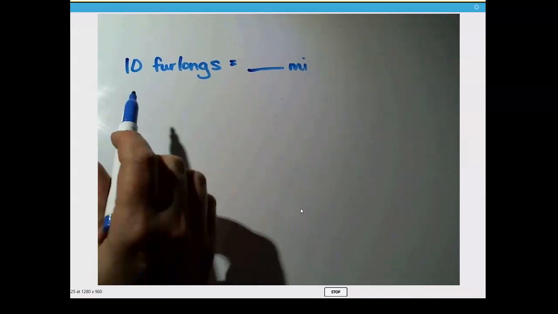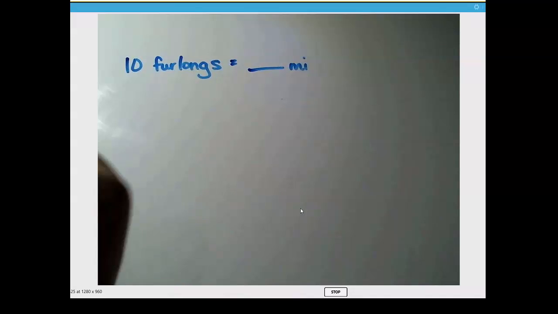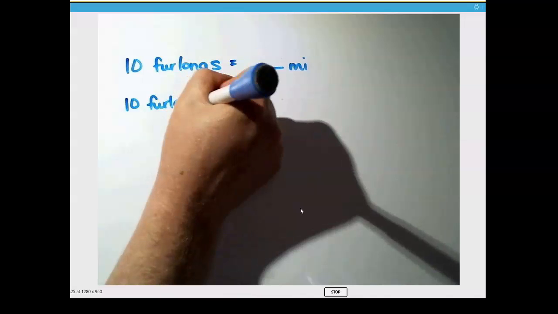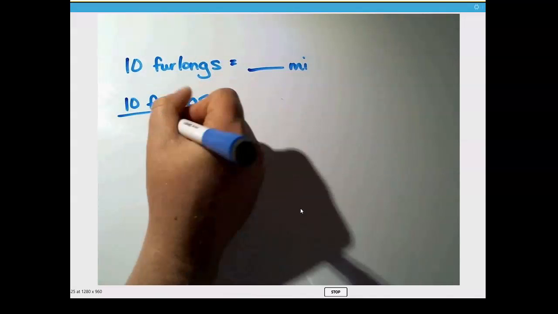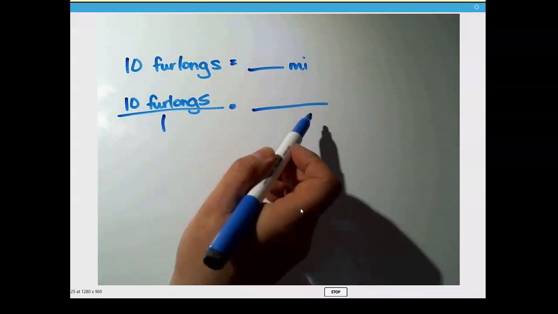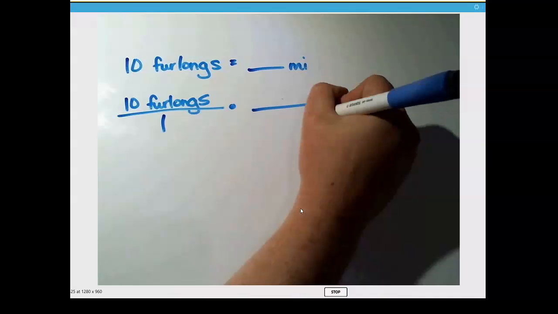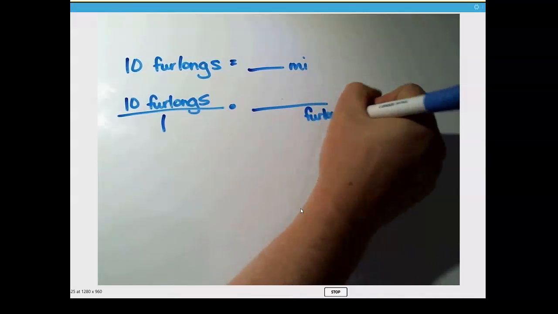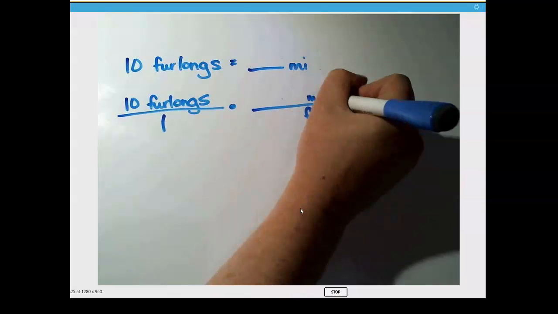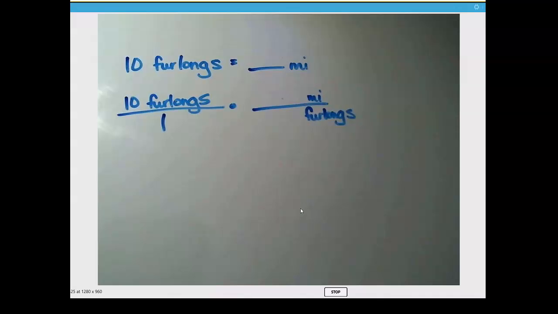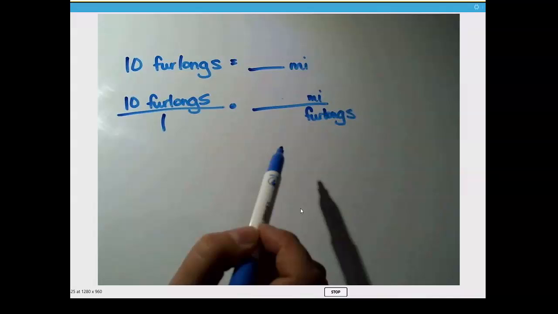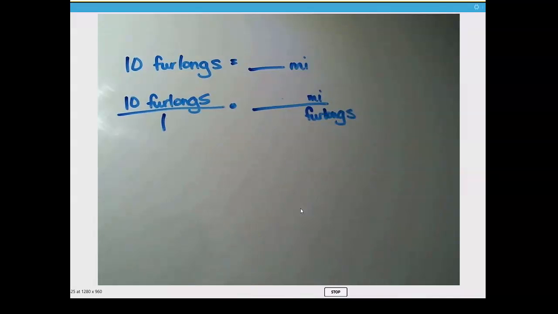So here we go. They want 10 furlongs converted to miles. So let's do what we've been doing and take our starting unit and put it over 1. And then put the furlongs that I'm going to convert down in the bottom so that it's diagonal and they'll cancel. And the thing that I want, which is miles, go up in the top. Basic setup, just need to go and look this up now. If you don't already know it, just go and look it up.